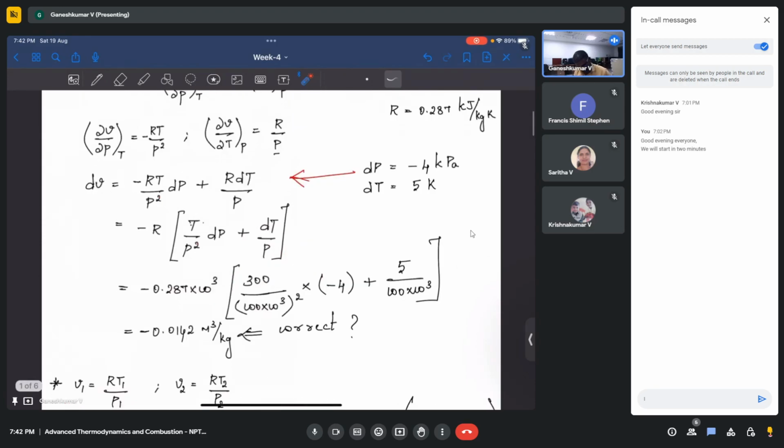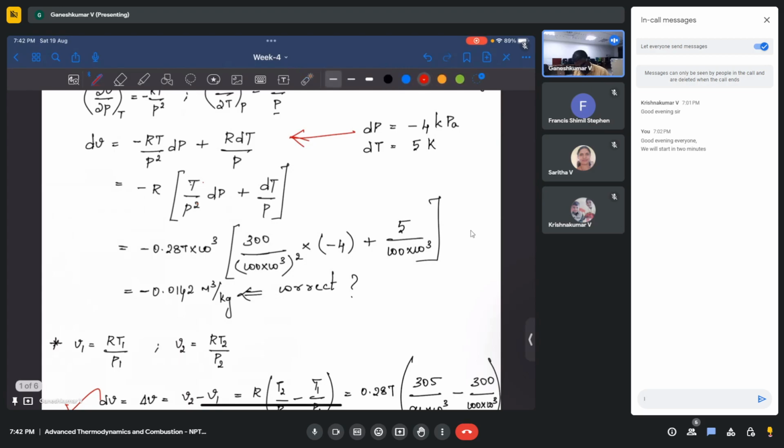And one more thing, sorry, I think there is a mistake in the algebra itself. If you look at it, I took a minus outside, so there should be a minus here. There should be a minus here, right? So how much is this coming now? Let me look at it. 300 divided by 100 divided by 10 power 3.